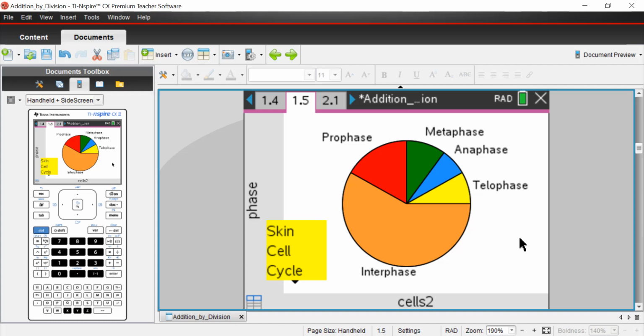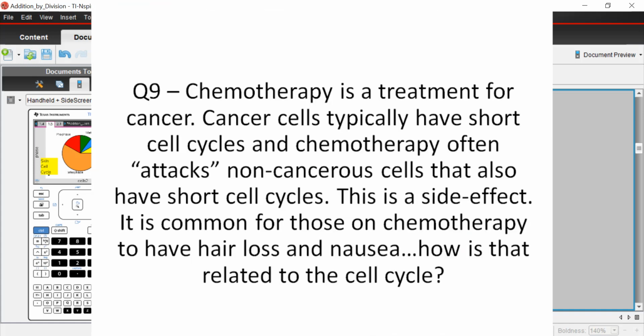All right, this next question's a little heavy, so bear with me, but it's applicable to the real world here, because chances are most of us know someone who's been dealing with cancer. It could be a family member, friend of the family. But chemotherapy is a treatment for cancer. Cancer cells typically have a short cell cycle, and the chemotherapy drugs often attack the non-cancerous cells that also have short cell cycles. So this is called basically a side effect.